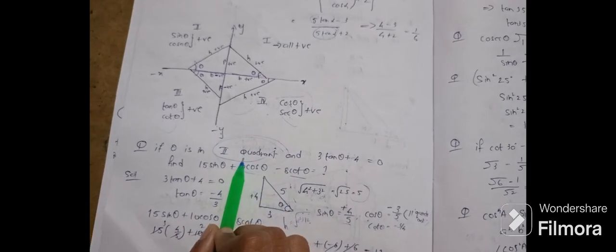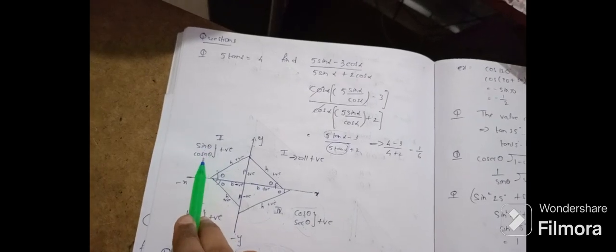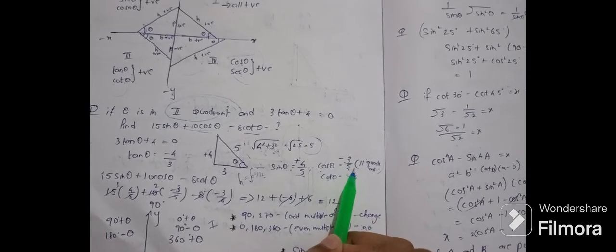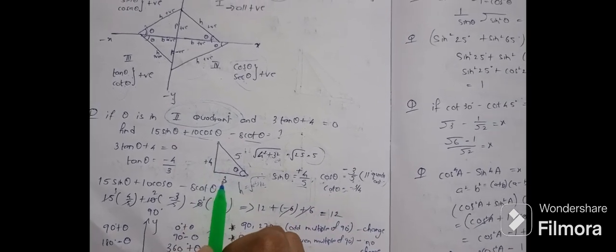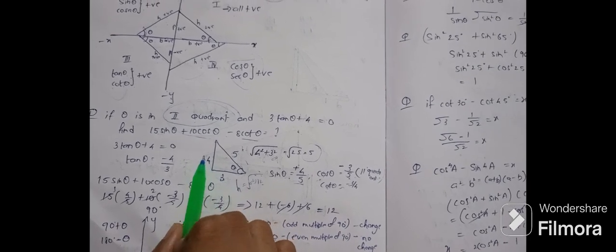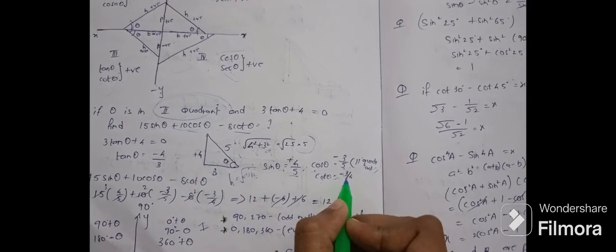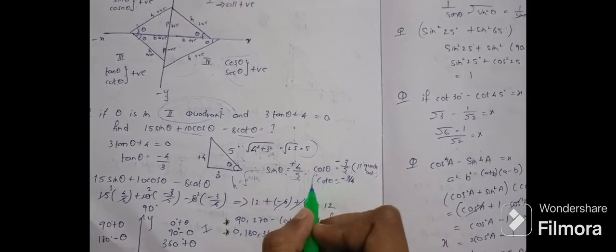As it is in the second quadrant, only sin theta and cosecant theta are positive. So here sin theta will be positive, 4 by 5, whereas cos theta and cot theta will be negative. Cos theta is equal to minus 3 by 5 and cot theta is equal to 3 by 4, adjacent side by opposite side, with a minus sign, because as it is in the second quadrant, cot theta will be negative.